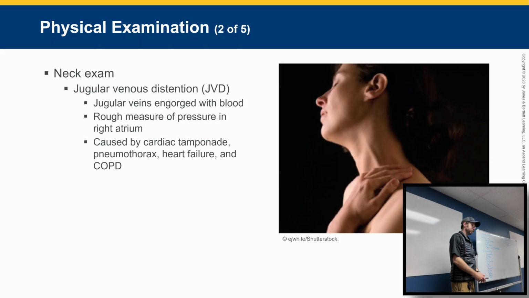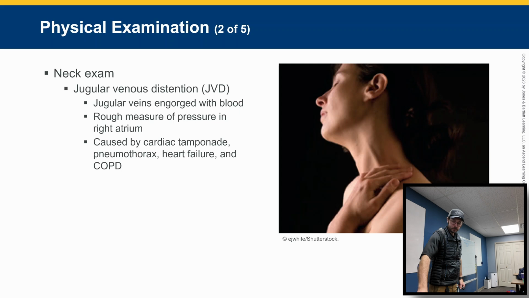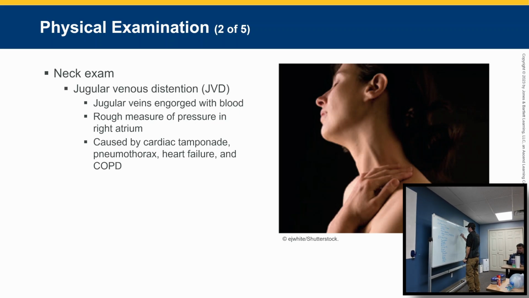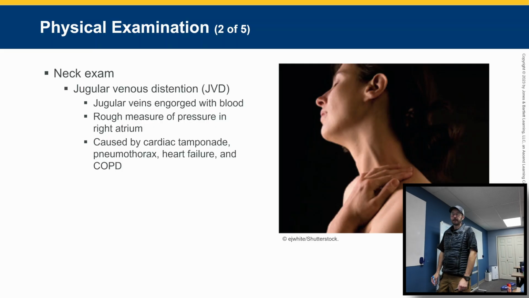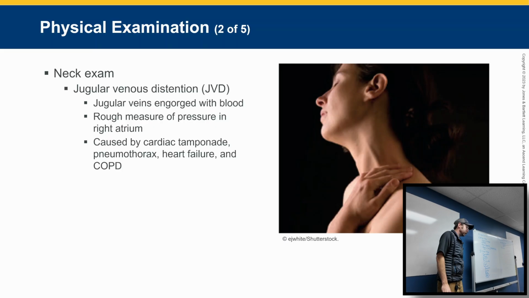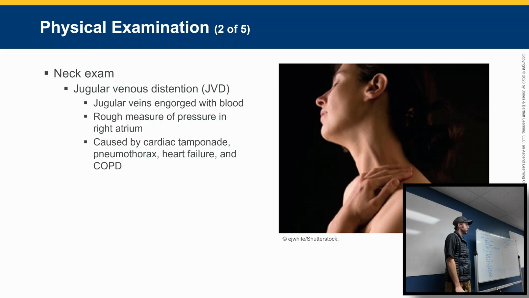Neck exam. All right, so what would we look for in the neck? Tracheal position. The one thing I will tell you here, if you see engorged jugular veins, that's indicative that there's excessive pressure in the right atrium. What would cause excessive pressure in the right atrium? Blockage. Right-sided heart failure, so the right ventricle is failing.